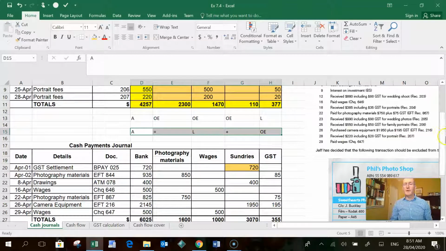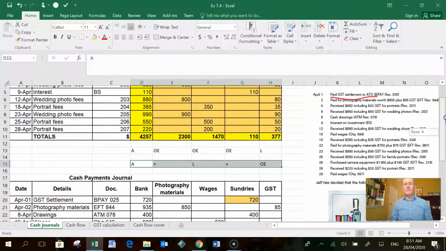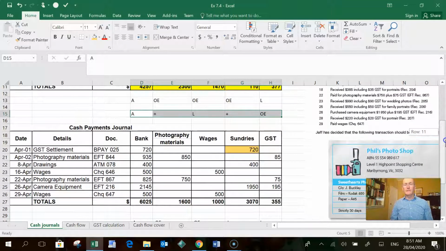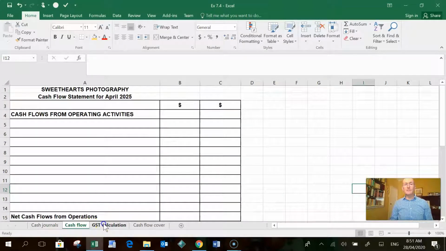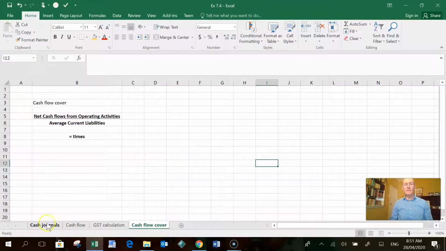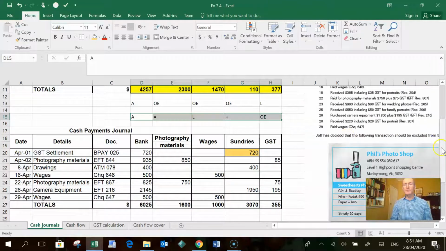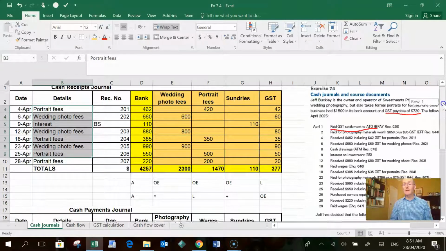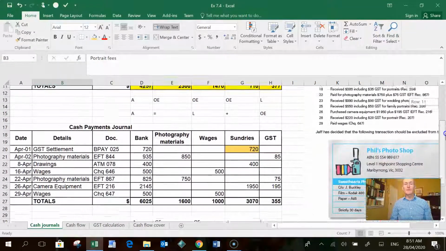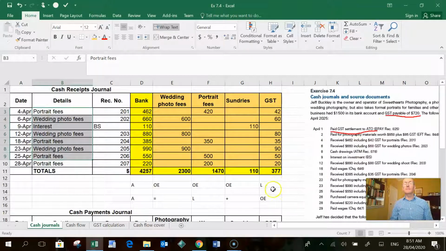And I'll put another video up and using this information that you've got here in the second part of the lesson. Then we can go through and have a look at the cash flow, the GST calculation, and the cash flow cover. So get the cash journals part right. Make sure you really understand the entries, making sure, do I add GST? Do I include GST? Right, so you got the right figures. What goes in the sundries column, and make sure your account details are the name of the account that we want to see in our accounting reports. Right, so I'll be back shortly with the second part of this lesson.